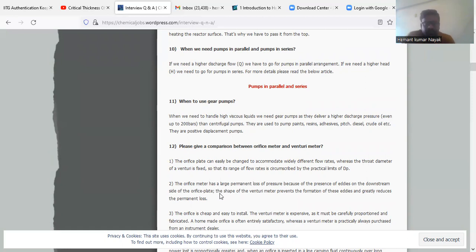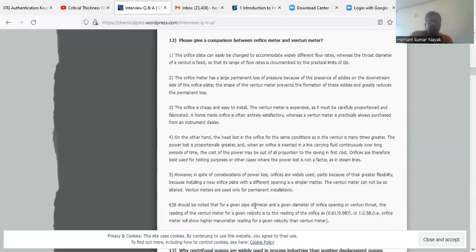When to use gear pumps? When we need to handle high viscous liquid, we need gear pumps as they deliver high discharge pressure, even up to 200 bars. Next, give me a comparison between orifice meter and venturi meter.